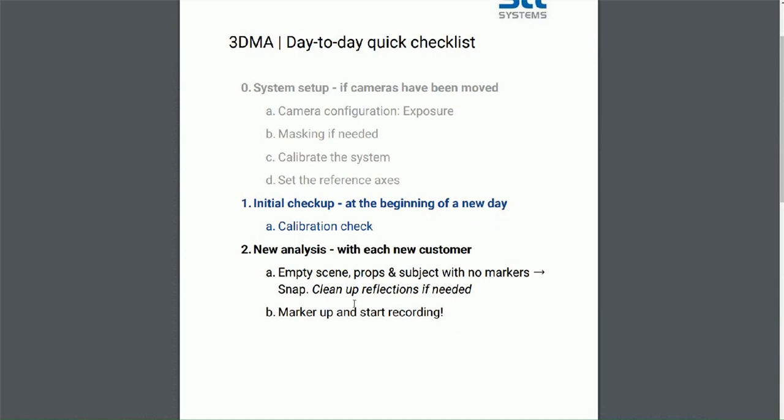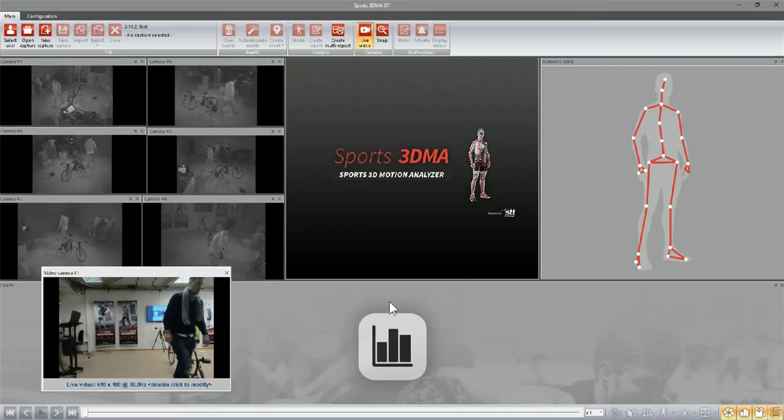What I need to make sure is that whenever I start a new analysis with a new protocol, I will make sure that the scene is empty, clean. So we will do a snap now, looking at the bike.